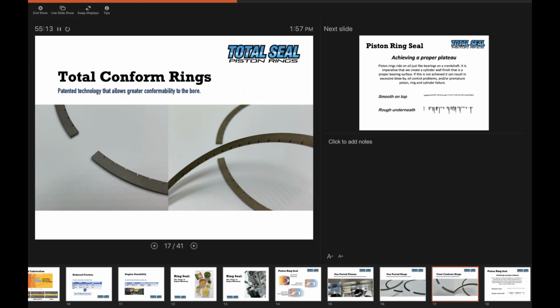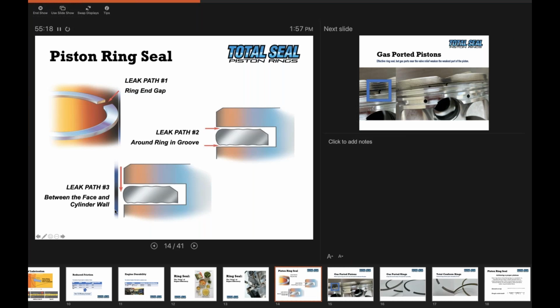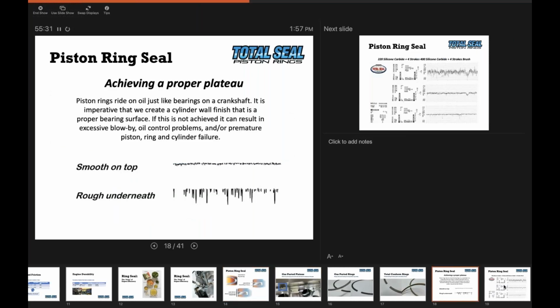It's all going back to leak path number 3. The gas ports and total conform are about addressing leak path number 3, to get the ring to be able to seal up against a cylinder wall. And then the next thing is you have to have the cylinder wall flat, right? You've got to have the right surface profile and surface finish on the ring. I know we're getting close to time, and I'll also say that Keith, in his presentation next week in the super webinar, is going to cover honing in great detail.